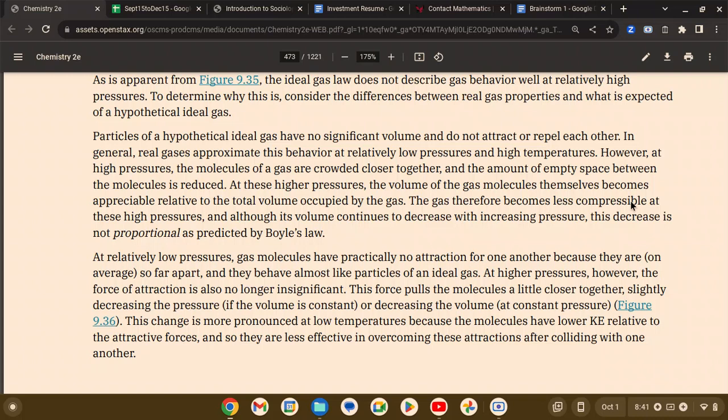At relatively low pressures, gas molecules have practically no attraction for one another because they are, on average, so far apart, and they behave almost like particles of an ideal gas. At higher pressures, however, the force of attraction is also no longer insignificant. This force pulls the molecules a little closer together, slightly decreasing the pressure if the volume is constant, or decreasing the volume at constant pressure. This change is more pronounced at low temperatures because the molecules have lower kinetic energy relative to the attractive forces, so they are less effective in overcoming these attractions after colliding with one another.